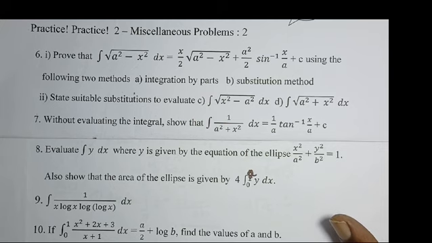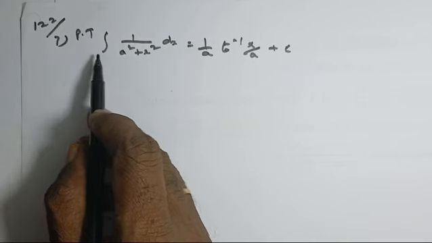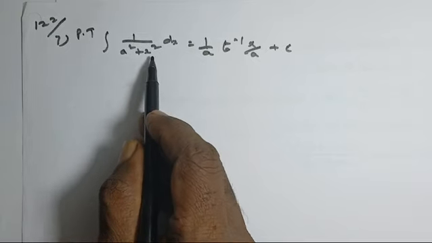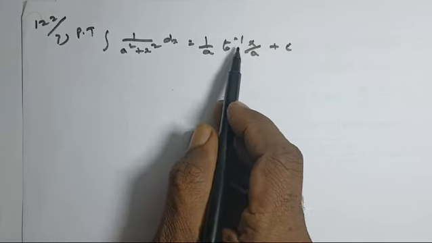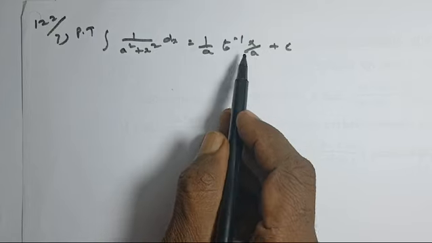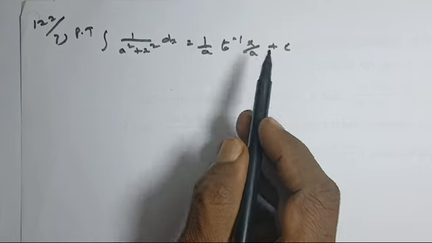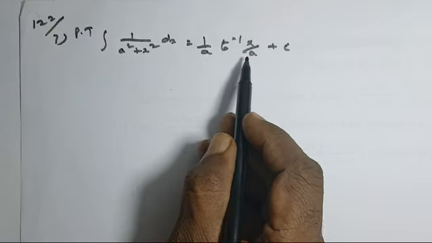Practice number 2, miscellaneous problems number 2. Problem number 7. You have to prove that the integral of 1 by (a squared plus x squared) dx equals 1 by a tan inverse x by a. This is a well-known formula, but using the antiderivative property you have to prove this.